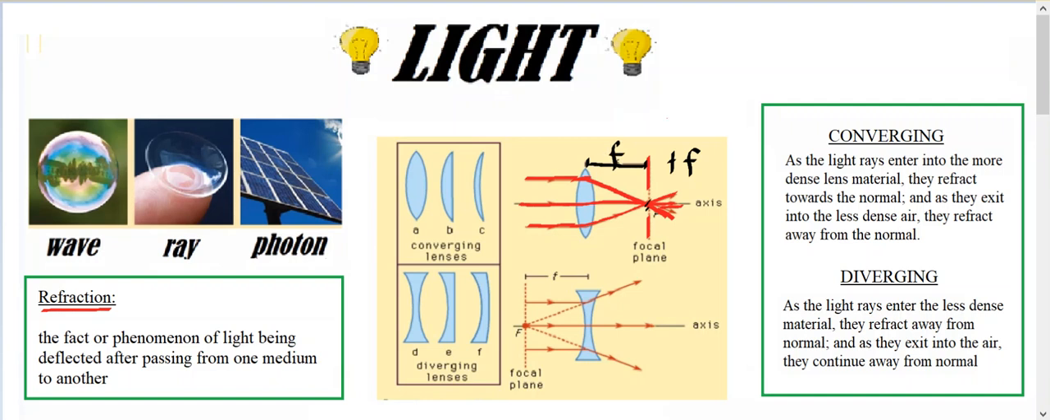Diverging lenses, however, are concave. They take light from the focal length or from the focal point on the focal plane, which is also the normal, and they take the rays and diverge it out. So it's taking the rays into a less dense material in the center where it's skinny and diverging the light away from normal. The distance from the focal point to the center again is F, which is your focal length.